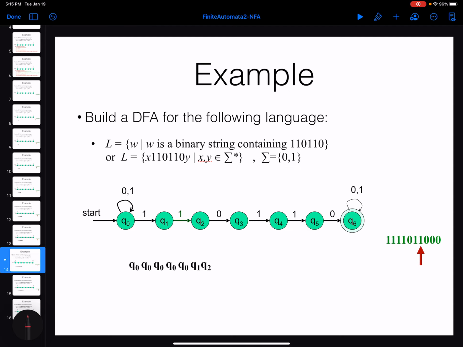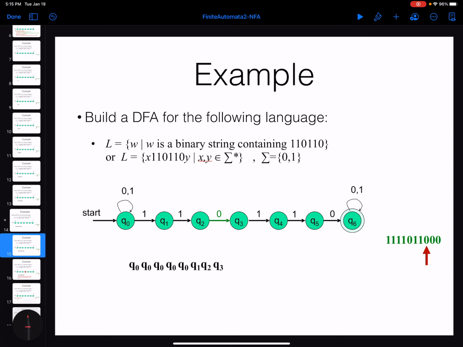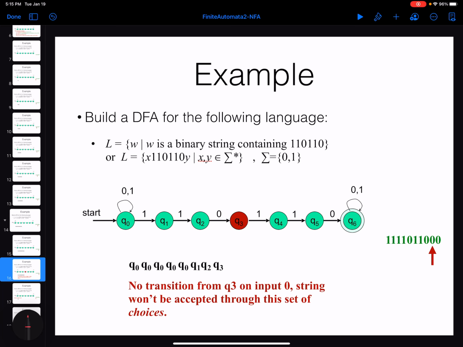For the next symbol from Q1, there is exactly one transition, so we go to Q2. At that position you see a 0 in the input, so we go to Q3. At Q3 we see a 0. What would happen? The machine doesn't show any transition, which means that it will crash, and so this string will be rejected. By this set of choices that we made, this string is going to be rejected.